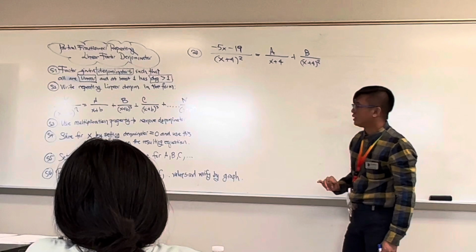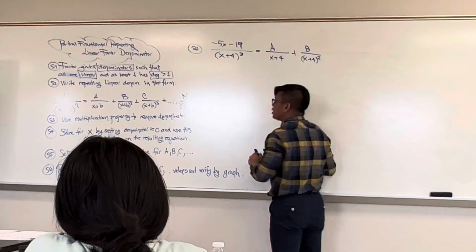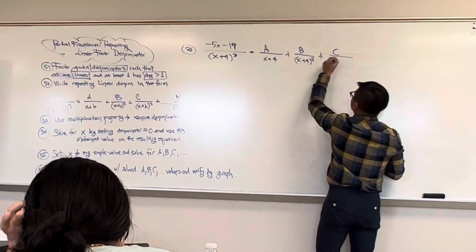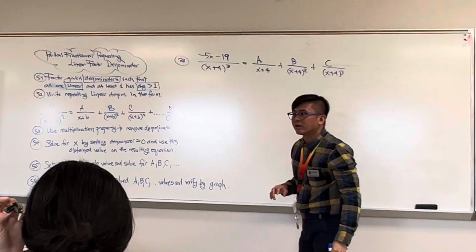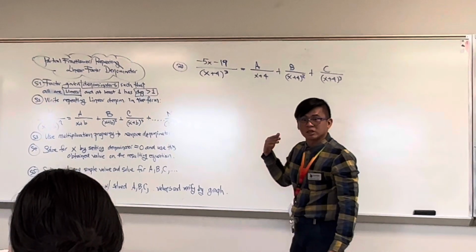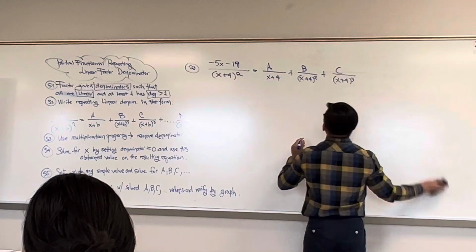Once again, if, for example, this had been 3, then I would put in one more: x plus 4 cubed. And so on. But anyway, let's go back to squared and just remove this one in here.